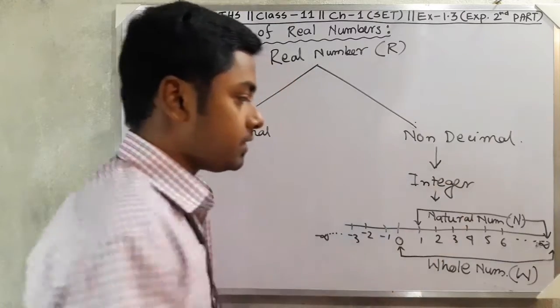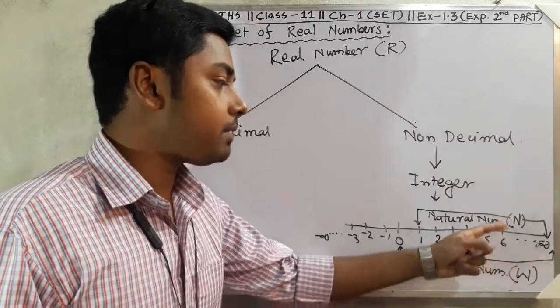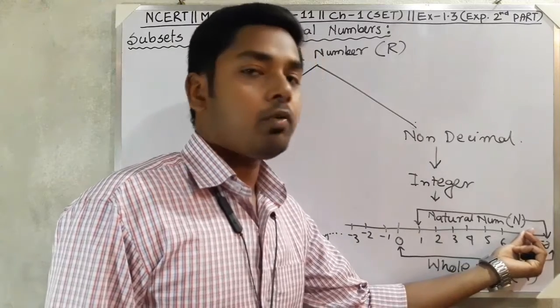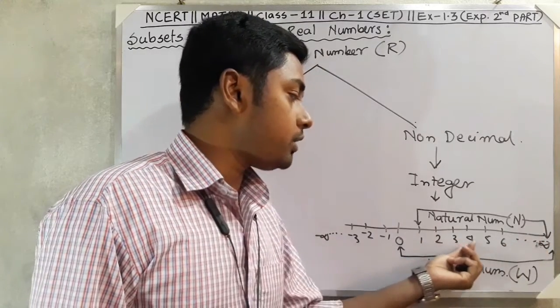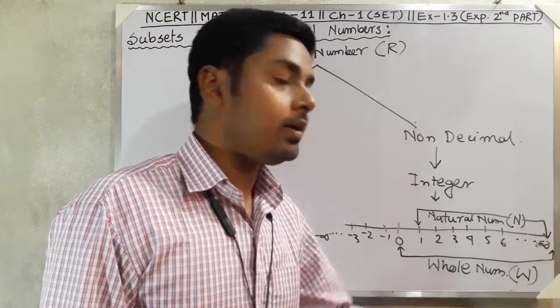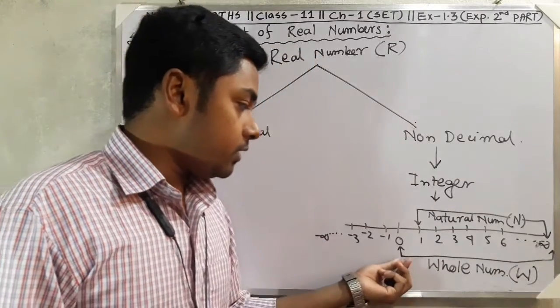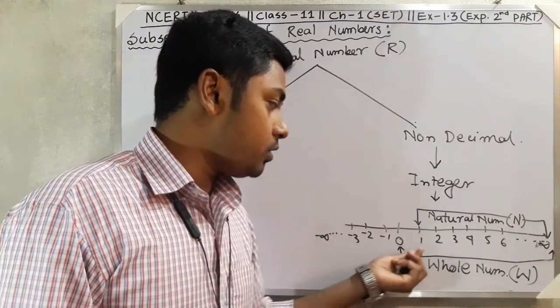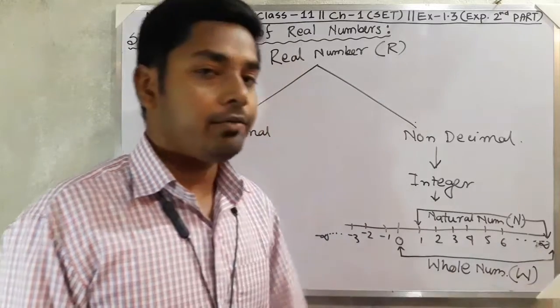We are talking about the integer. In the set of natural numbers, what are the elements? 1, 2, 3, 4, 5, 6, dot dot dot till infinity. In the set of whole numbers, what are the elements? 0, 1, 2, 3, 4, 5, 6, dot dot infinity.